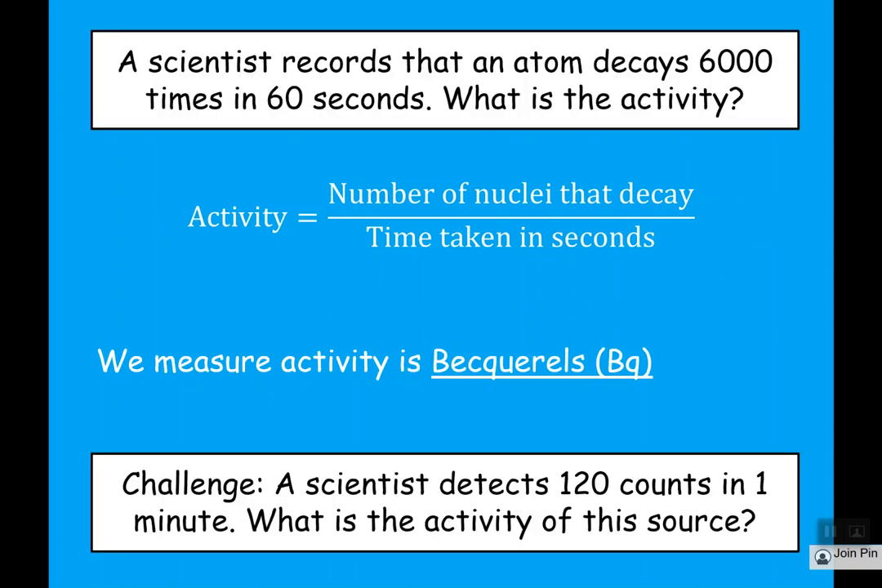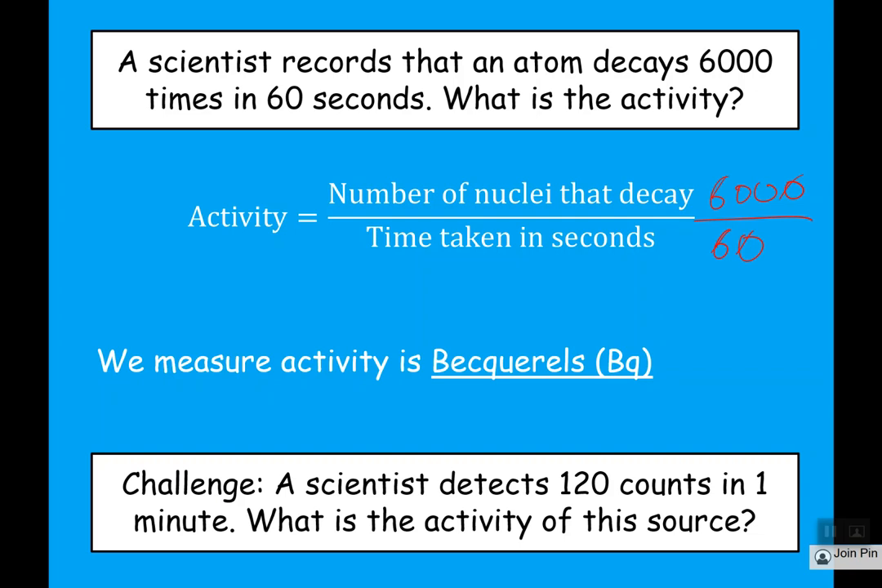So here's two questions, press pause, have a go. Right, so the answers. If you've got 6,000 decays in 60 seconds, it's going to be 6,000 divided by 60, the zeros cancel each other out, to 100.